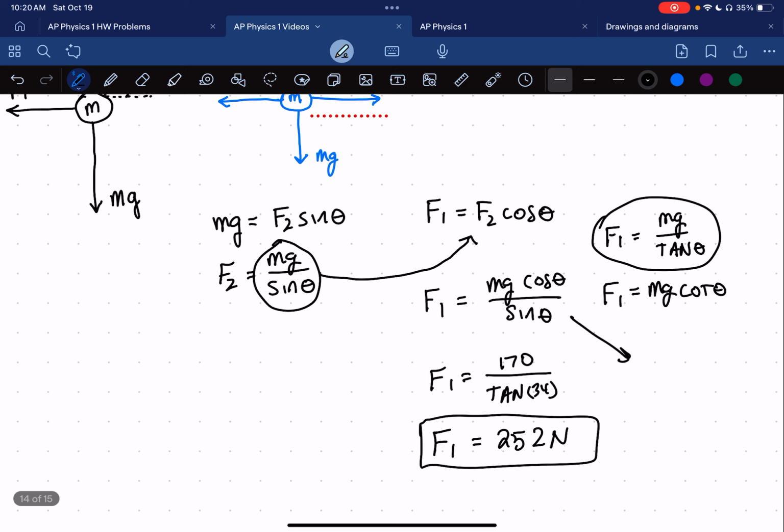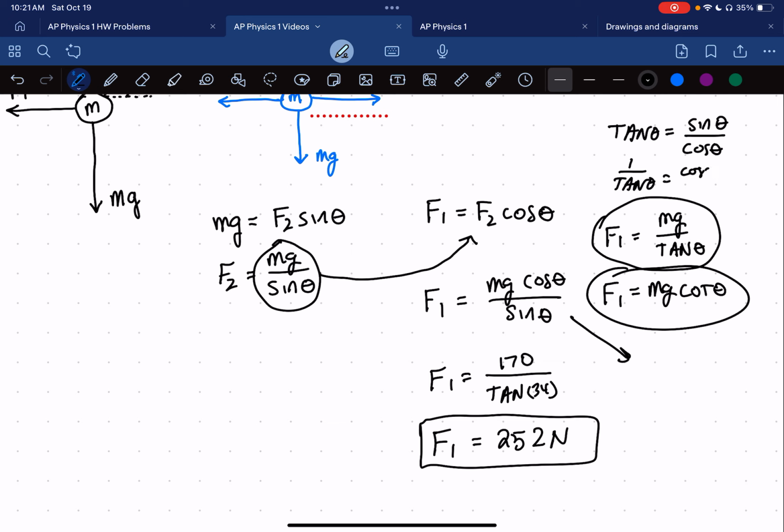And if you're wondering where we got these two expressions from, well, tangent of theta is equal to sine theta over cosine theta. Of course, we have cosine over sine, so that means that this would be equal to 1 over tangent theta is cosine over sine theta. That's why the tangent is on the bottom. And of course, this is also equal to cotangent of theta.